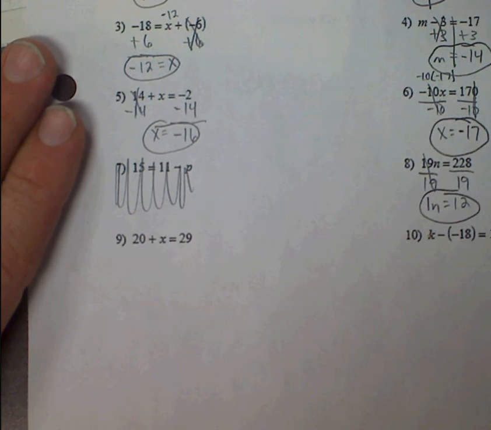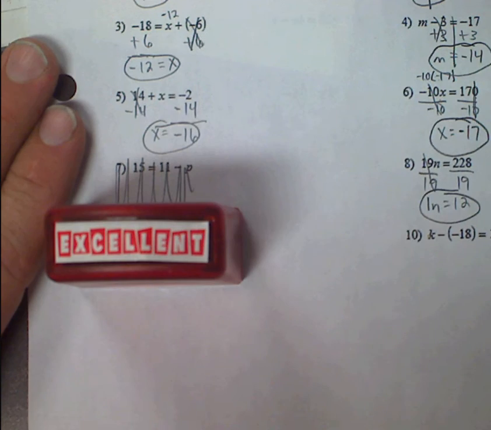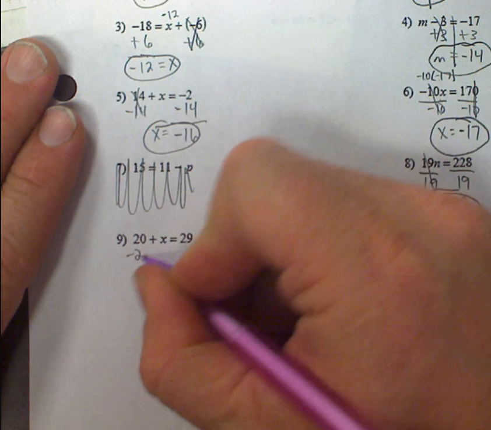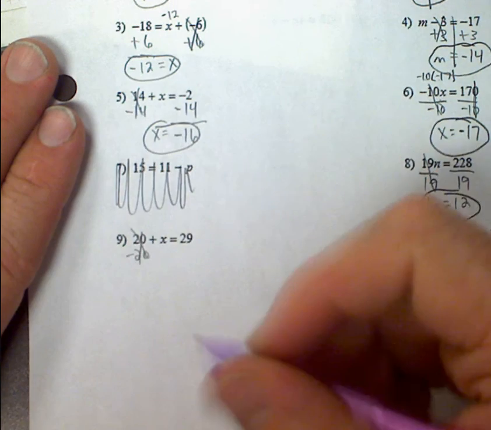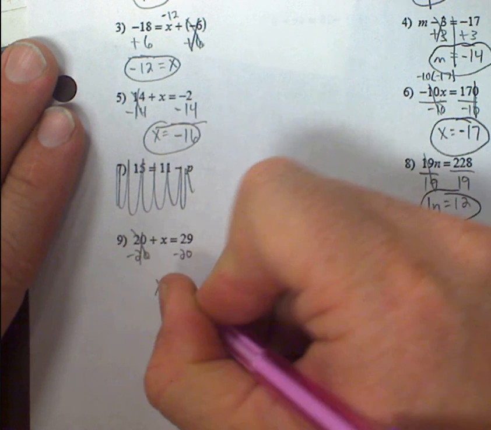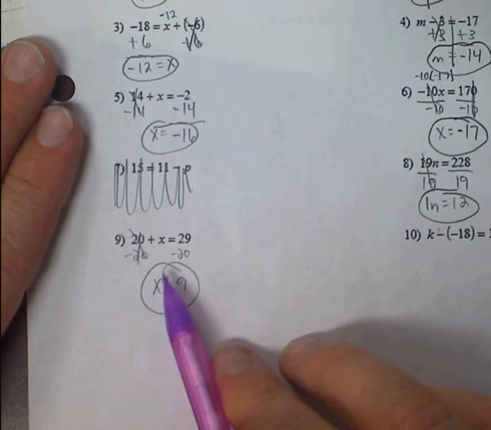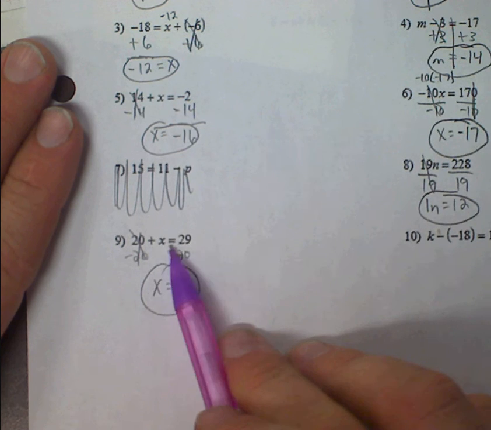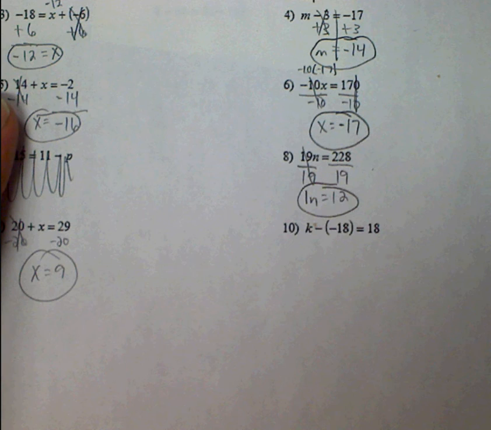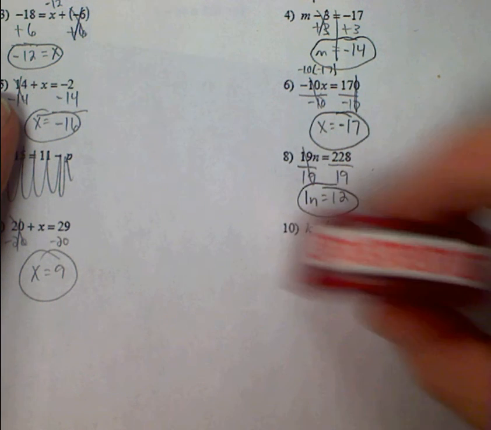Number 9, pause the video and try. On number 9, if I'm adding 20, I got to subtract 20. It's not attached. Get rid of my 20, x would be 9. If I plug back in, 20 plus 9 is 29. Number 10, pause the video and see if you can figure this one out.